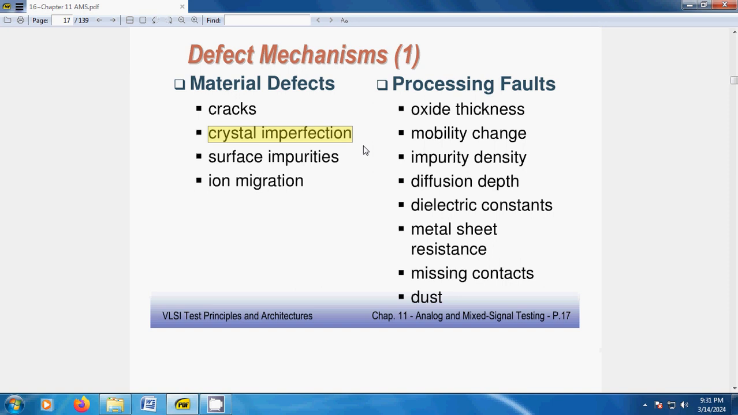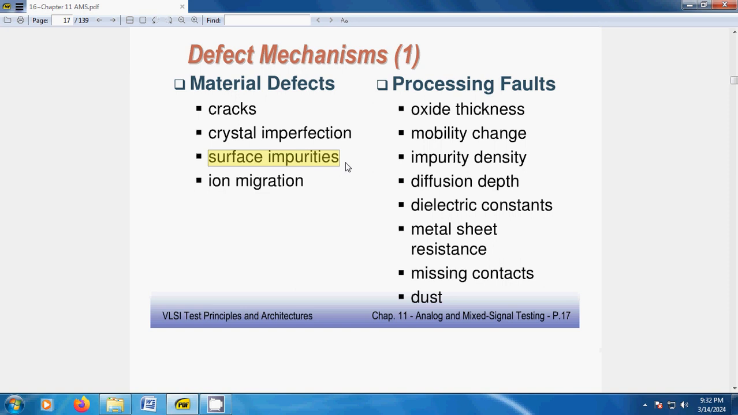When you apply layer upon layer for building ICs, if there are any surface impurities or differences in the diffusion of ions or their concentration, it creates some problem. That is the cause for surface impurities.